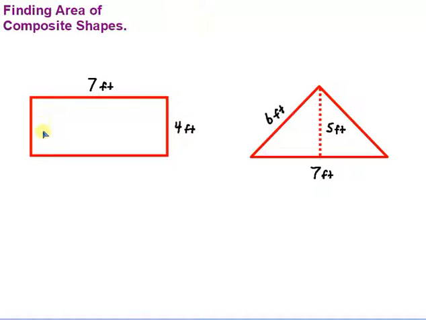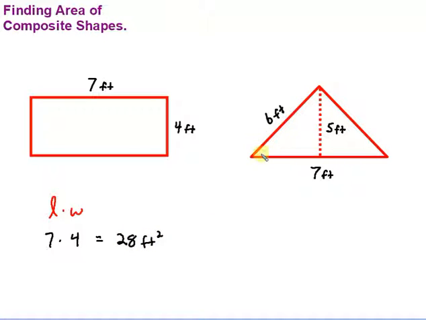We have a rectangle that is 7 feet by 4 feet, and we have a triangle that has some dimensions here as well. It has a height of 5 feet and a base of 7 feet, and this little slant height of 6 feet. To find the area of a rectangle, you remember our formula is length times width. So if we want to find the area of our rectangle, it is 7 times 4. 7 is our length, 4 is our width, and 7 times 4 is 28 feet squared.